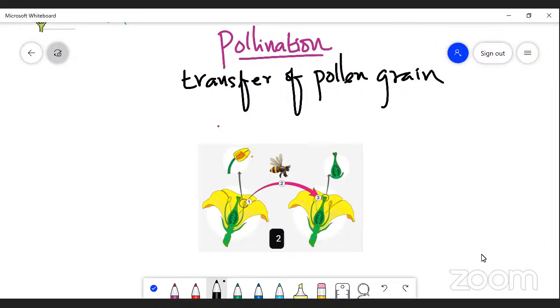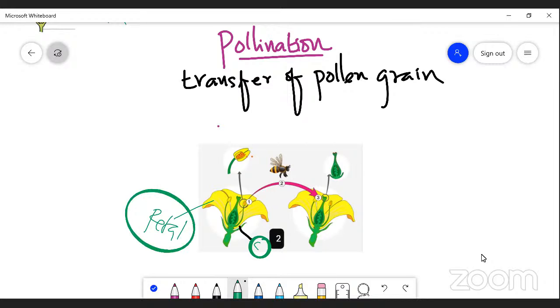Now, if you take a flower, you can see the outermost layer is called the calyx. Calyx is the outer covering of the flower. It encloses the yellow colored part called the corolla or petals. A group of petals is called the corolla. Both calyx and corolla enclose the essential organ called the androecium. This is the anther. The deposition of pollen grain from anther to stigma is called pollination. I repeat once again, simply I can say the transfer of pollen grain from anther to stigma.